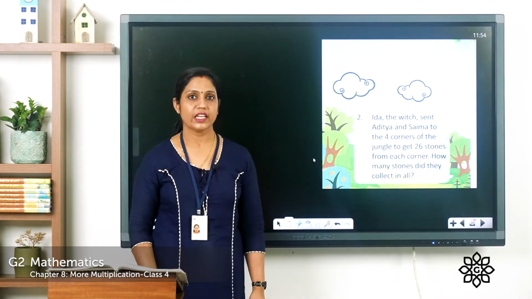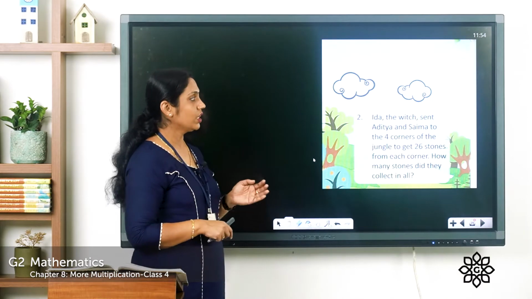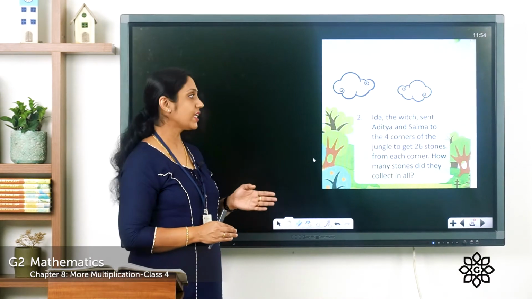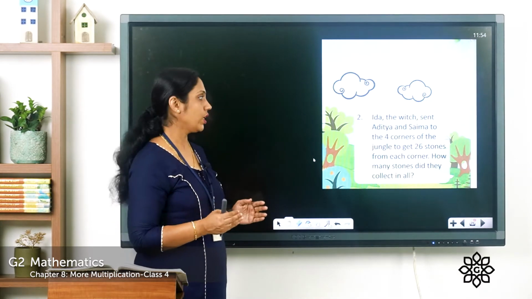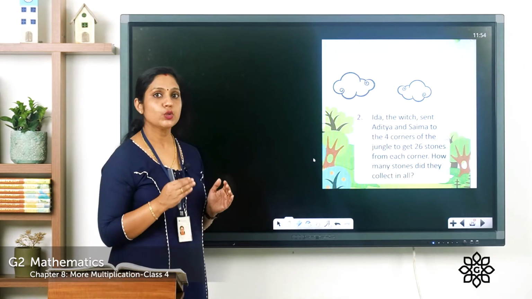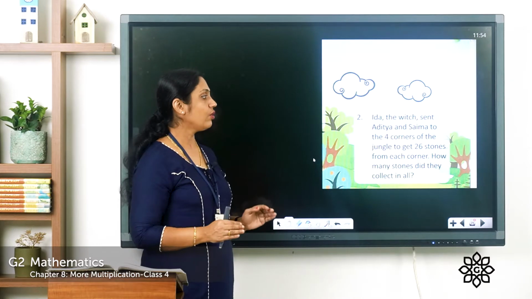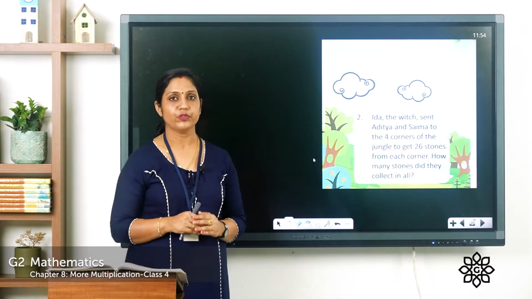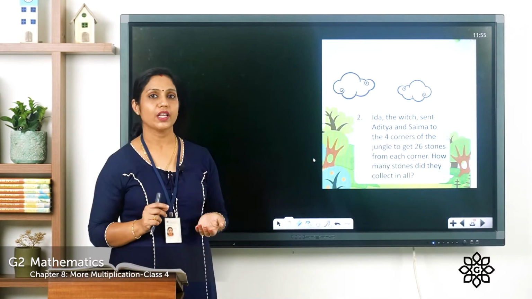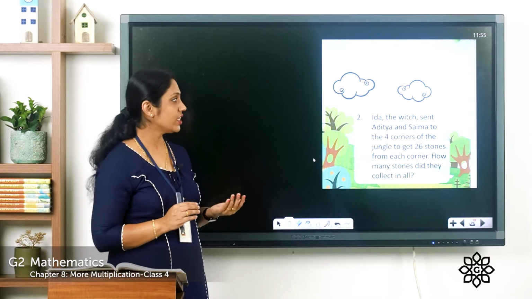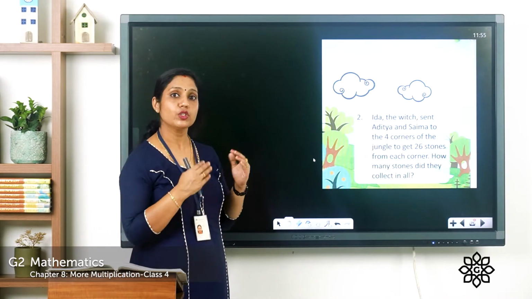Now, moving on to the second question. Ida, the witch, sent Aditya and Saima to the 4 corners of the jungle to get 26 stones from each corner. How many stones did they collect in all? So, what is the question? Ida is a witch and she sent Aditya and Saima to the jungle.